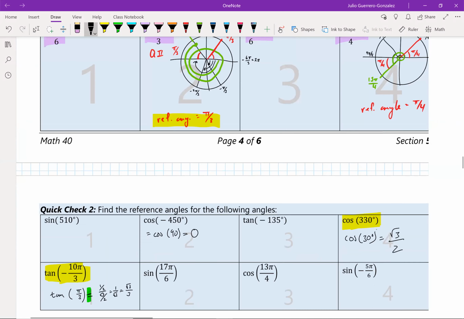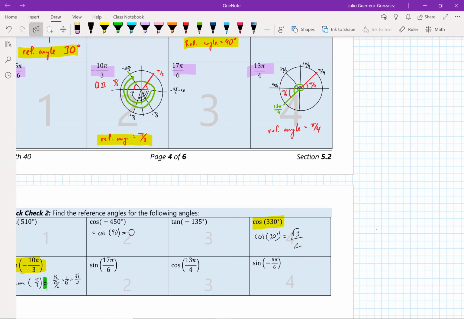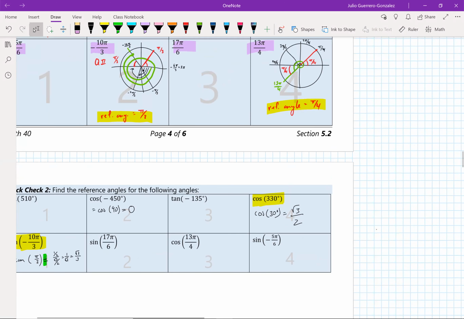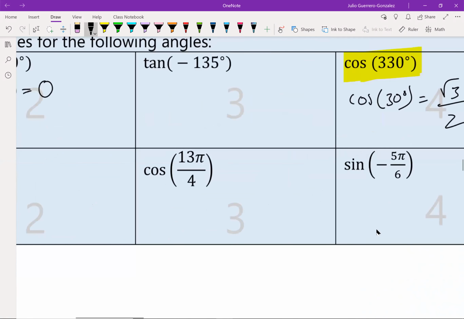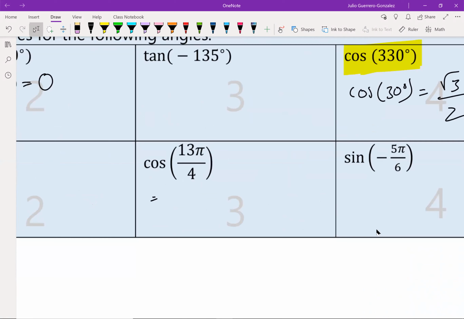And then lastly, 13 pi over 4. The reference angle was pi over 4, right? This is why reference angles are so useful. This is equivalent to the cosine of pi over 4, which is root 2 over 2. Okay?